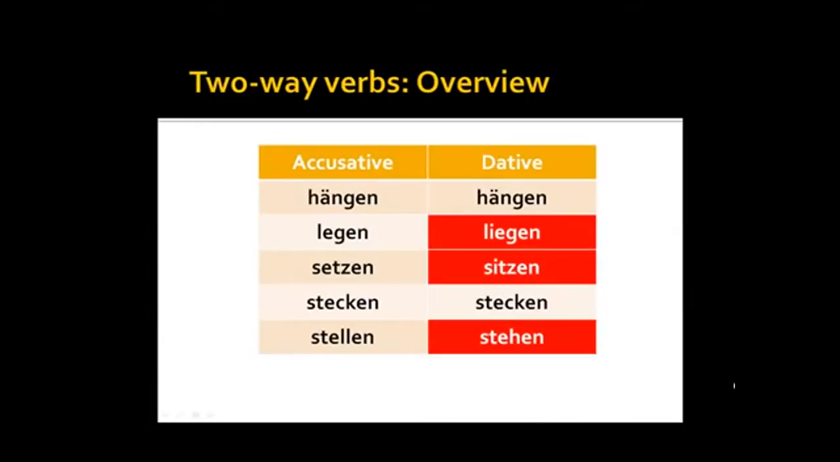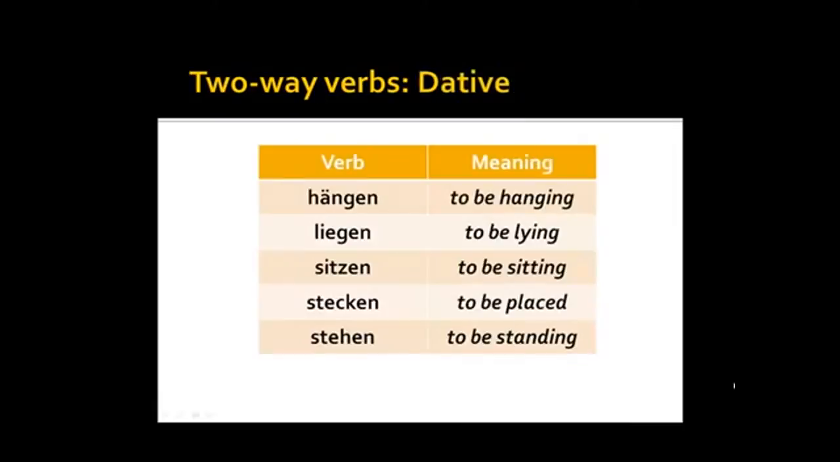You know one, you have to know the other, because it depends on whether you're moving something or describing something that is in a location, a position. So in this presentation, we're going to look specifically at two-way verbs in the dative. Hängen, liegen, sitzen, stecken, and stehen.